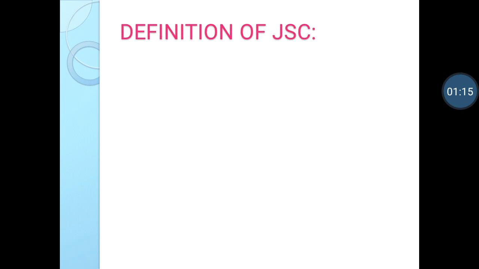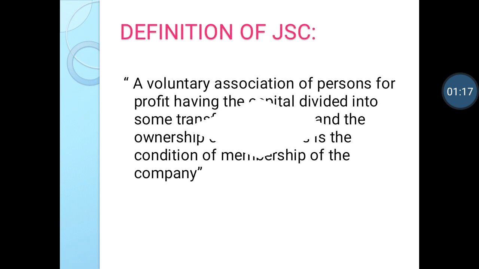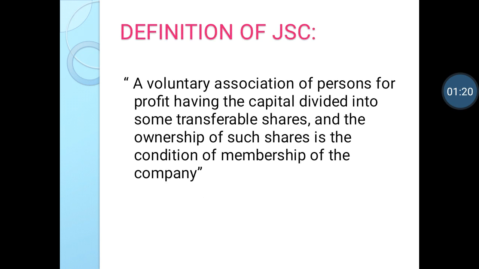Next, the definition of joint stock company. A voluntary association of persons for profit having the capital divided into transferable shares. So they can transfer their shares. There is no problem in transferring their shares. And the ownership of such shares is the condition of membership of the company. This definition was given by Hanning.